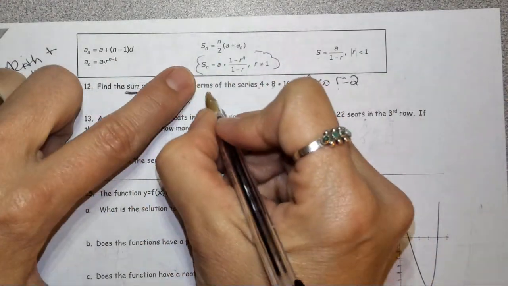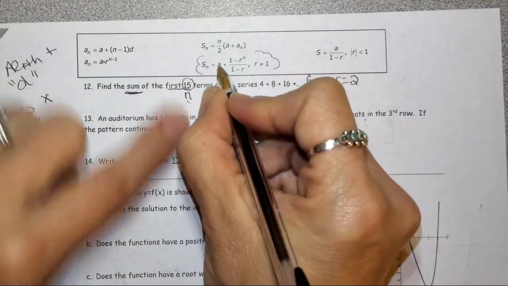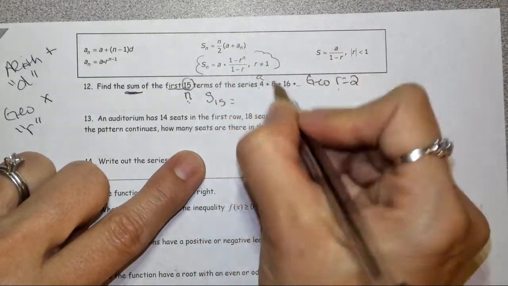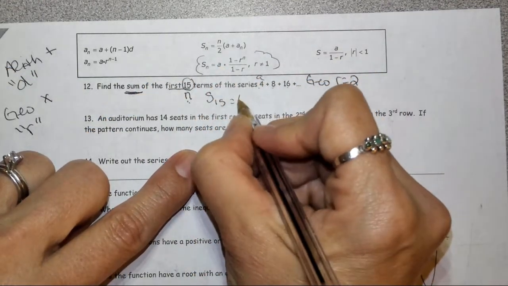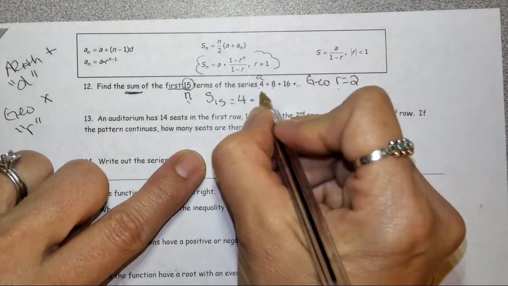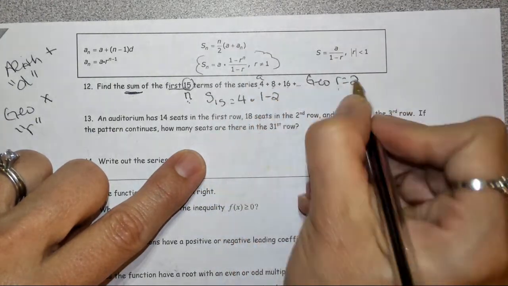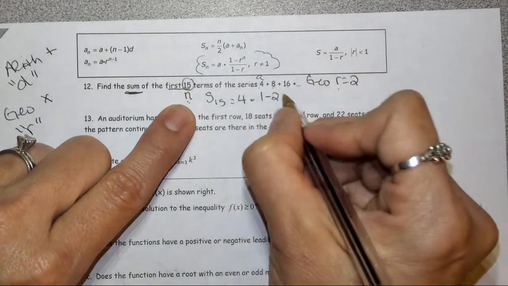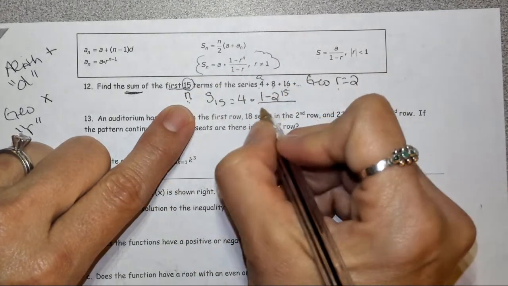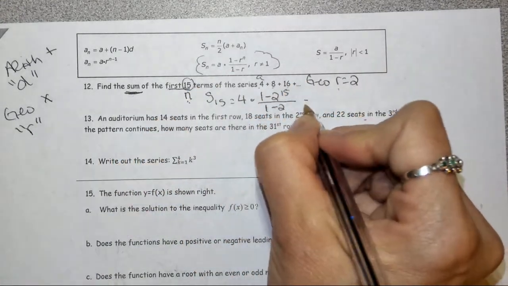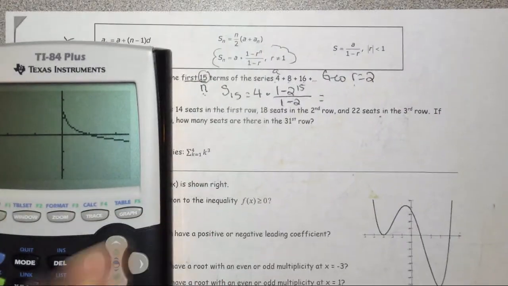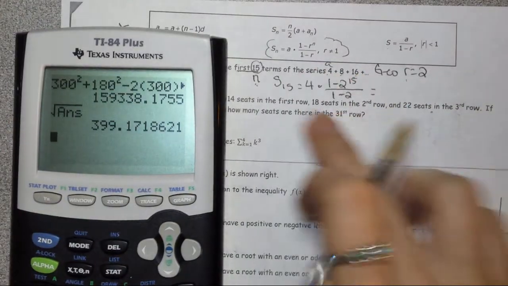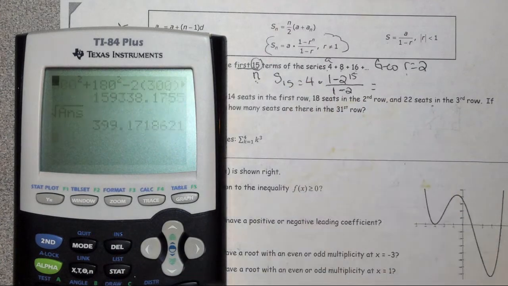So remember, my n is 15, and then it says a. A is going to be whatever the first number is in your series or sequence, which is 4. And then it says times 1 minus r, my r is 2, raised to the n is 15, over 1 minus r. And then you're going to go type it in your calculator. Now when I type it in my calculator, I type in the fraction first to get an answer and then multiply it by 4.